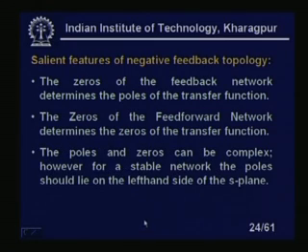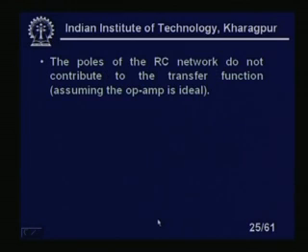The poles and zeros can be complex, however, for a stable network the poles should remain on the left hand side of the S plane. That is from basic control theory, you know this to be satisfied. The poles of the RC network do not contribute to the transfer function, okay, because D is getting cancelled out. So, the poles of the RC network, whether in the feedback or feed forward transfer function, are not coming into the picture. If you assume the op amp is ideal, I can say that it does not contribute.